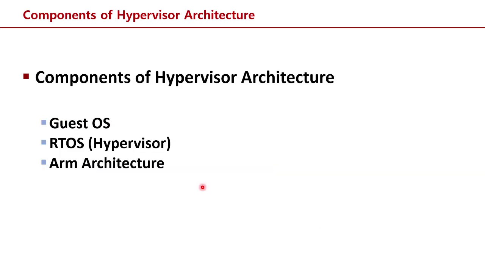So in summary, there are three important components that make up the hypervisor. The first one is the guest OS. The second one is the real-time operating system in the hypervisor. And the third one is the ARM architecture. In the next lecture, I'm going to show you another important control flow of the hypervisor. See you next time.